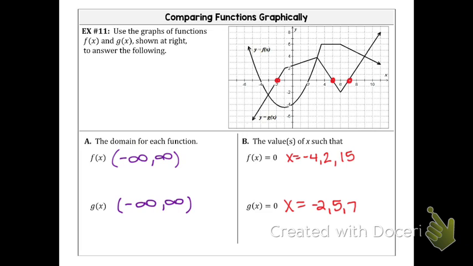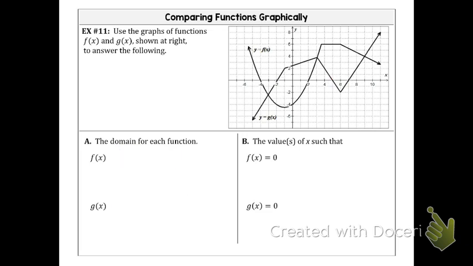All right, so C. C wants us to find the x values for which f of x equals g of x. If I'm looking for where they're equal, I'm looking for where they intersect. And so I just want the x values where they intersect. So it's going to be at x equals, I can see right here when x is negative 3, right there when x is positive 3, and right there when x is 9. So we said negative 3, positive 3, and 9.